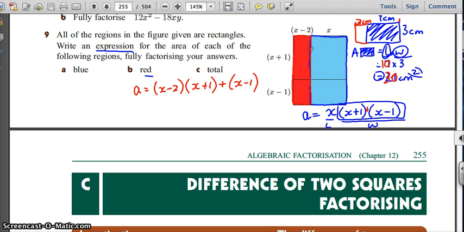So this side length here for the blue is x plus 1 plus x take 1, which changes your factorising process. And this is x take 2, x plus 1 plus x take 1. So there are some processes you'd have to go through in order to solve that. The only hints you would get are from whatever's beyond here. Obviously they're not going to ask you to do stuff out of the blue. It's related to what's up there.